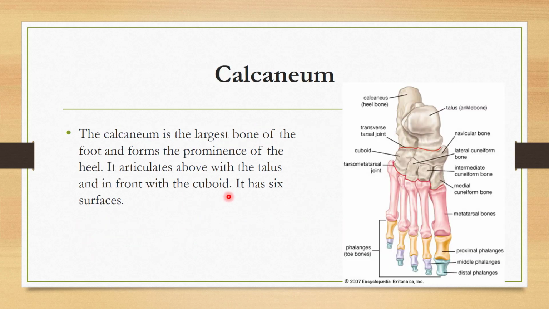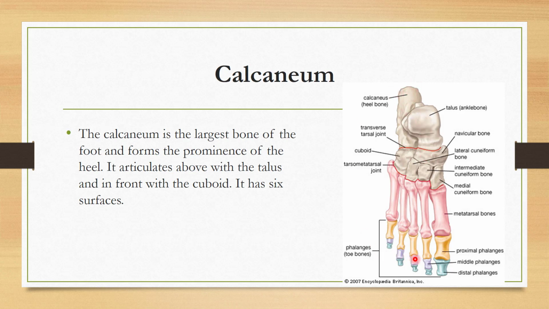Now we will discuss every bone one by one. First of all, calcaneum. This is calcaneum or heel bone. Calcaneum is the largest bone of the foot and it is forming the prominence of the heel. It articulates above with the talus.